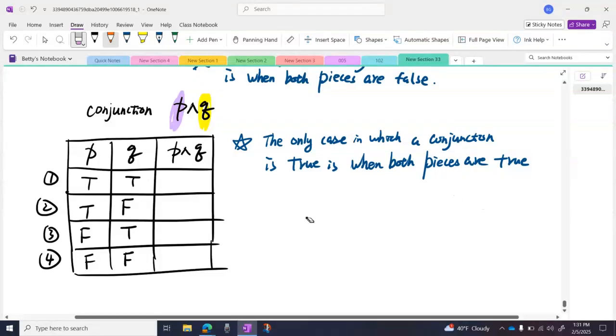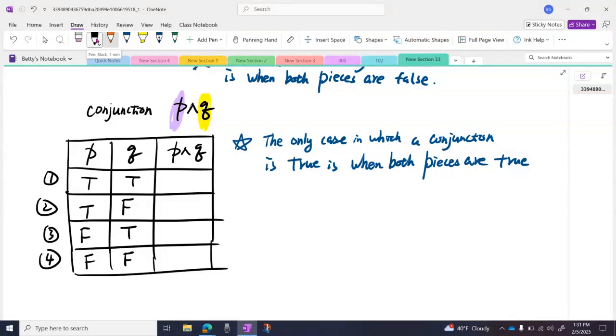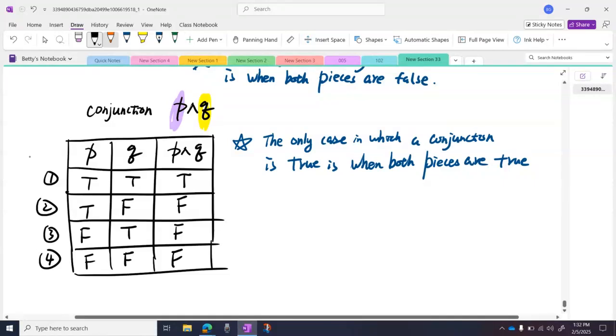Very high maintenance. So among the 4 cases, only the first case, both pieces true, makes P and Q true. The other 3 cases are false. All right? P and Q is very high maintenance. Even just a little bit false, the whole thing is not true, right?